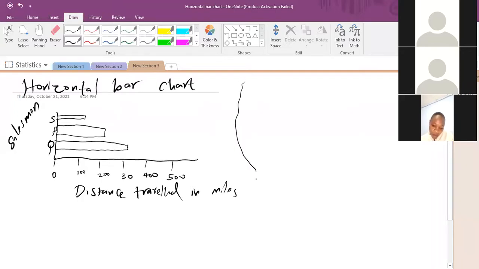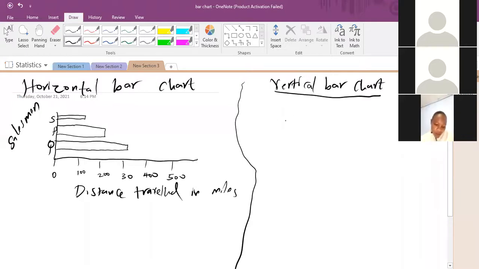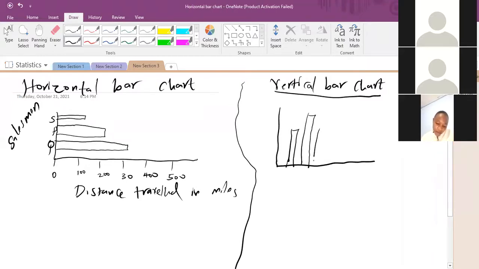For a vertical bar chart, it's the same thing, just that now it's vertically drawn. Vertical bar charts would be something like this. Obviously, it's going to be something like this, with the space in between the bars. So whatever you have on this side and this side, that's basically how a bar chart looks.